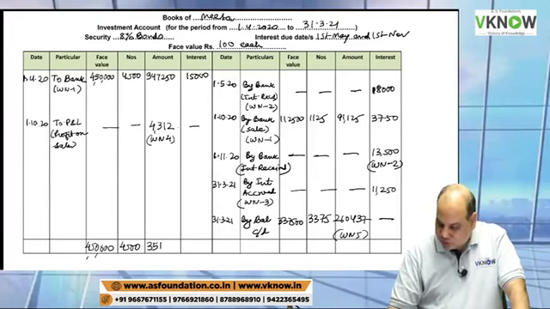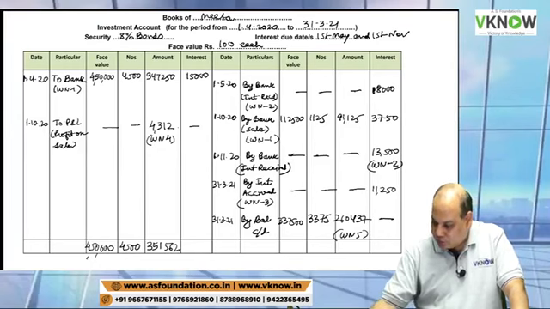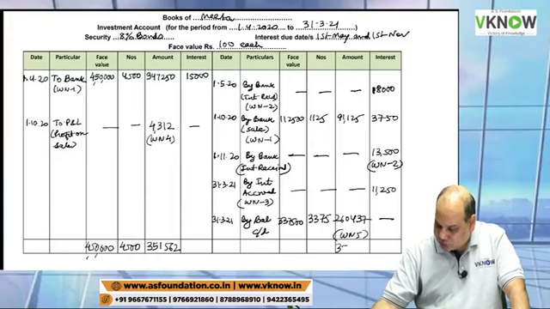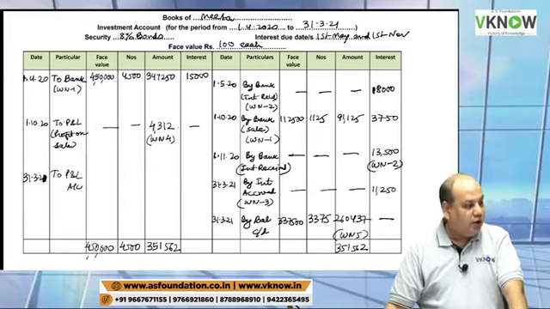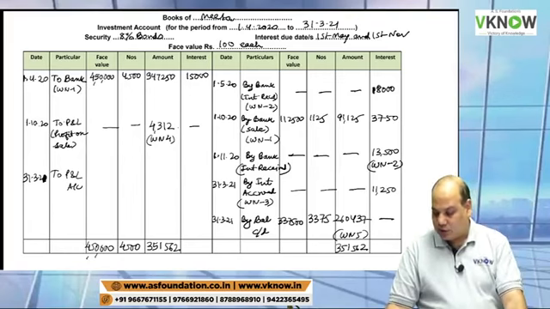This comes to 351,562. Yes, it is tallying. 351,562. And the interest you will transfer to P&L account on 31st March 21. Interest will be transferred to P&L account.